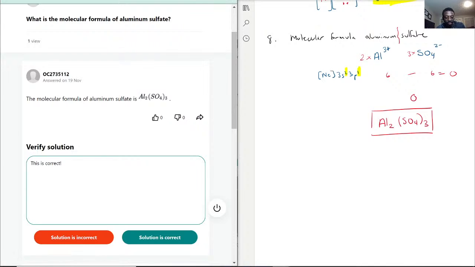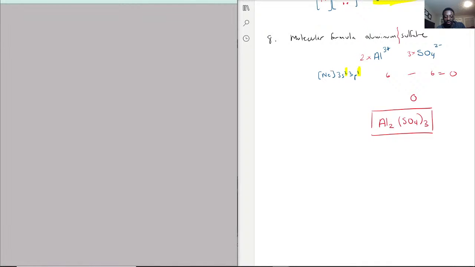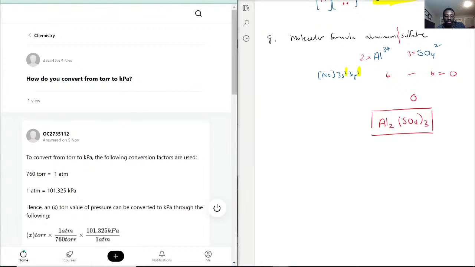Okay. Sulfate's a very common one as well. You see sulfate, phosphate, typically those two.